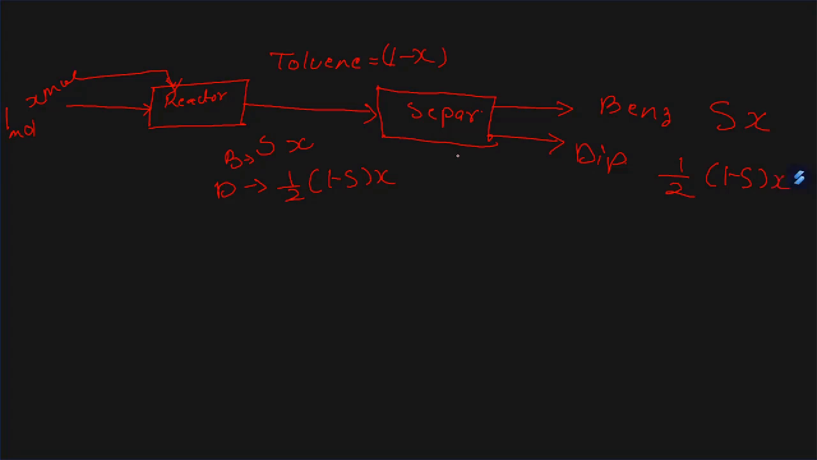But we said that something has to be refluxed as well. So this is a reflux stream. How much is reflux? It is 1 minus X. So this is the whole reactor analysis we did.